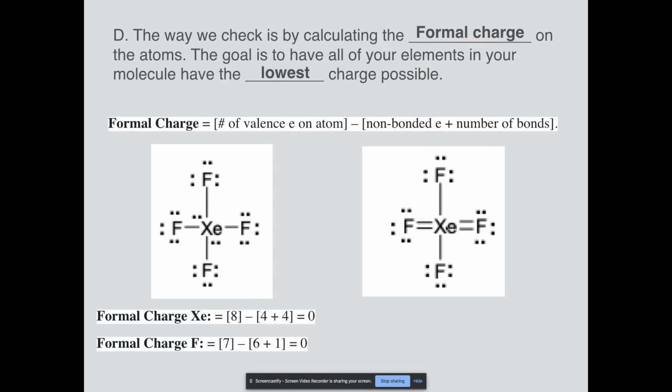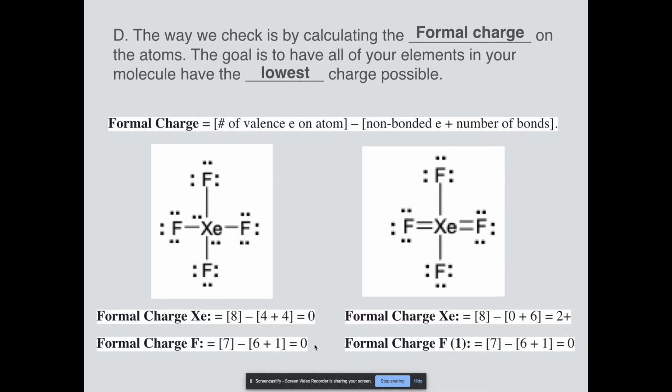On the other hand, let's find out what that would be for this. So think about this. Again, valence electrons, xenon has 8. Non-bonded electrons, none. I have 0 non-bonded electrons here. How many bonds do I have though? 1, 2, 3, 4, 5, 6. So I would give 8 minus 6, that's 2 plus. That means the xenon has a formal charge of 2 plus. Now, for these 2 fluorines here, I have a charge of 0 just like before. But what about the ones with the double bonds? The ones with the double bonds have a formal charge of 1 minus.